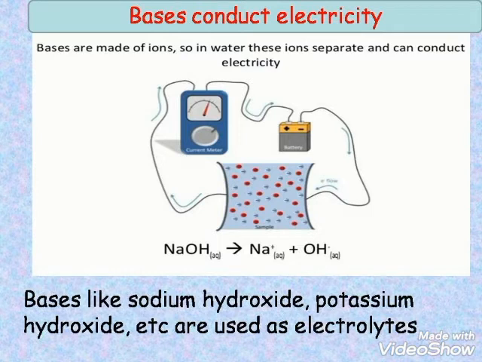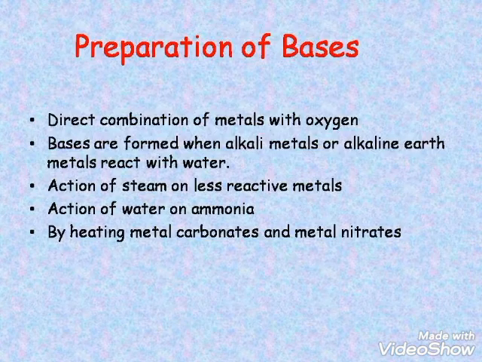Bases also conduct electricity because they have hydroxyl ions. Strong bases generally, because they furnish a lot of hydroxyl ions, also conduct electricity. So the conductivity test can be done by the process of electrolysis. If the bulb glows, then definitely it is going to be a strong base. If the bulb doesn't glow, then it will be a weak base. The reason behind that we have already discussed: because the bases are made up of ions, they conduct electricity.